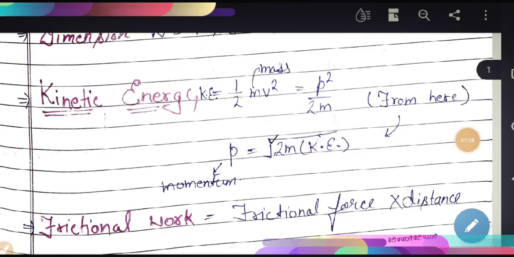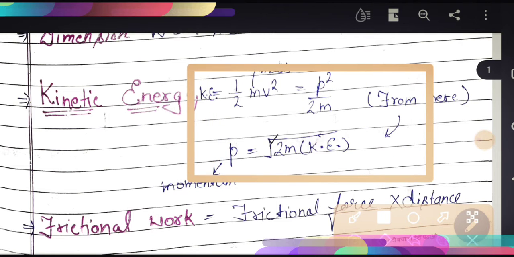Next, as you all know, the formula of the kinetic energy is half mv square, which is also equal to p to the power 2 by 2m, where p is the momentum of the body.